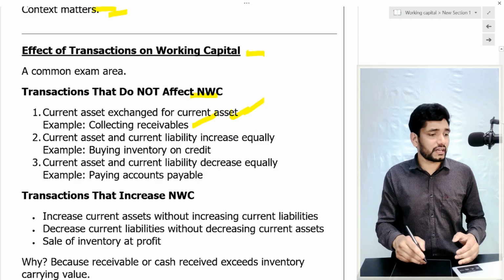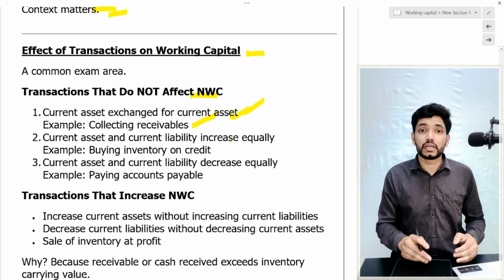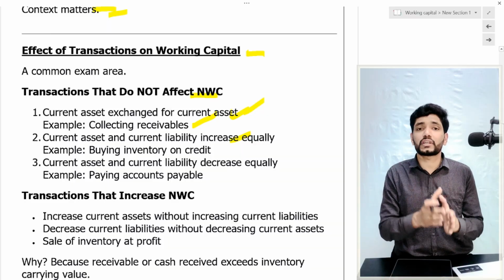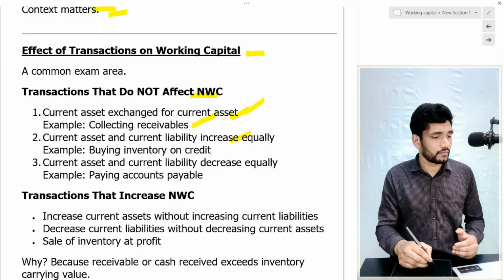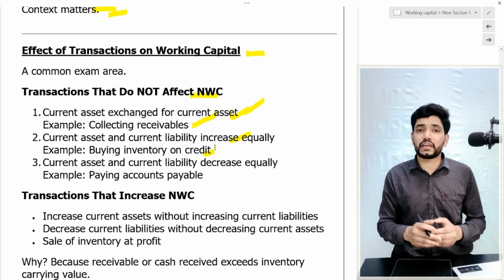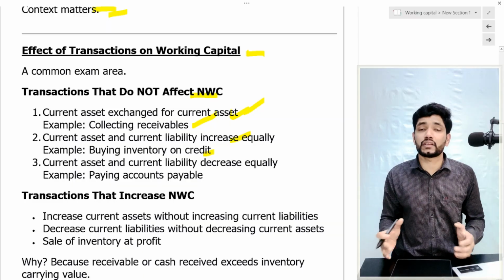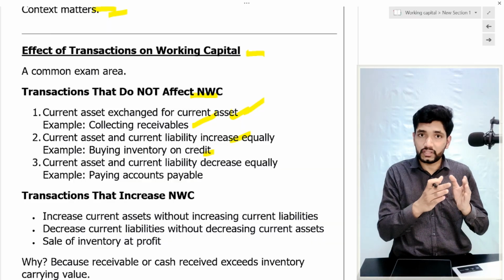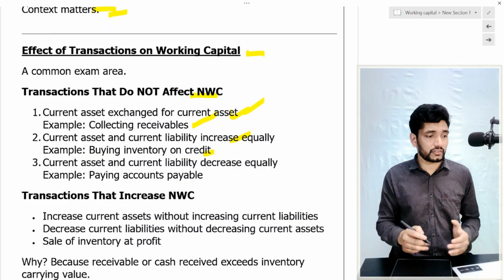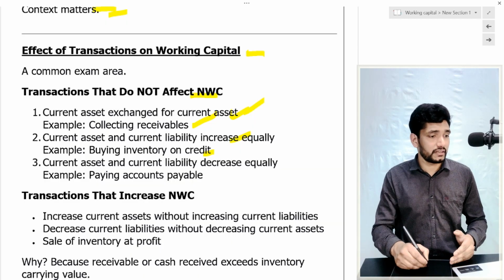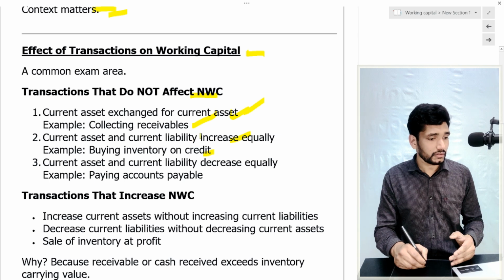Then, when current assets and current liabilities increase equally, the net working capital is not affected. For example, buying inventory on credit. If we buy inventory on credit, our stock, that is our current asset, will increase, and our payable also increases by the same amount. So in this transaction, buying inventory on credit, there is no net impact on the net working capital.